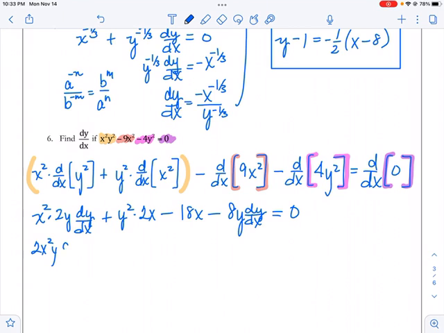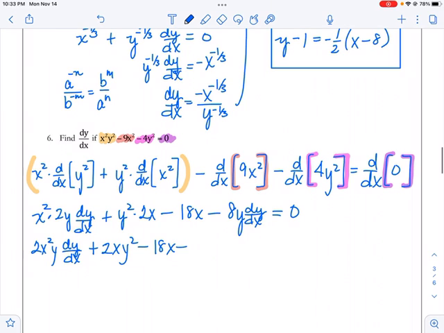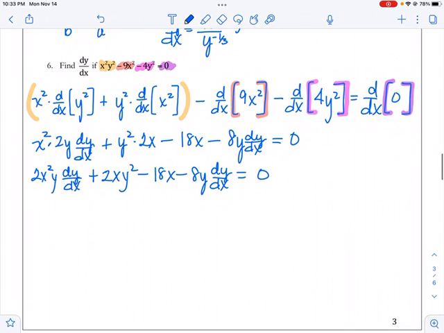I'm going to write that as 2x squared y dy/dx plus 2xy squared minus 18x, and then minus the 8y dy/dx. Just going to clean up that first term, is equal to 0. Okay, everything nice and neat there. And then we're going to put all our dy/dx terms together. So we have 2x squared y, and then we're going to subtract 8y, and that's going to be dy/dx.